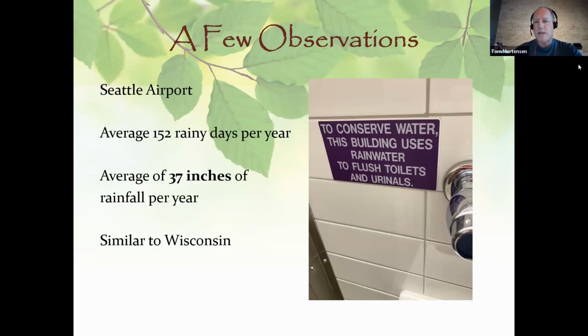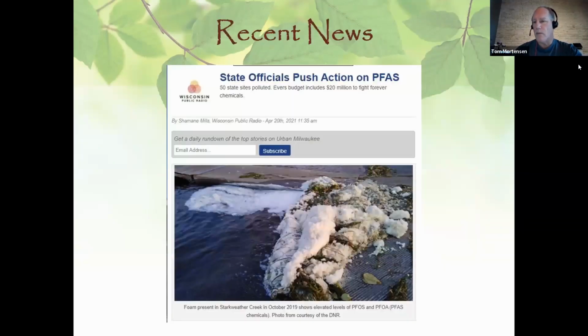And one of them was at the Seattle airport. I saw this sign in one of the restrooms. So they're using rainwater from the rooftop of this large building, terminal airport, and they're using that for flushing their toilets and urinals, which I think is a very logically efficient approach and something that we're going to see more and more of in our designs and in our thought process around water.